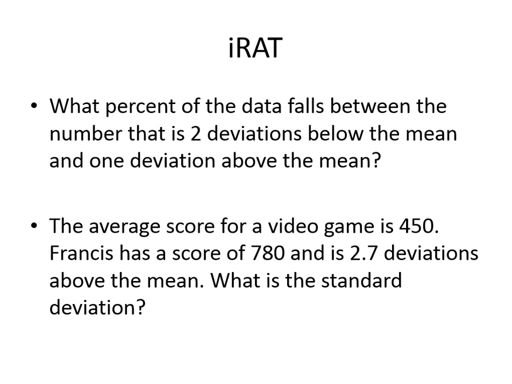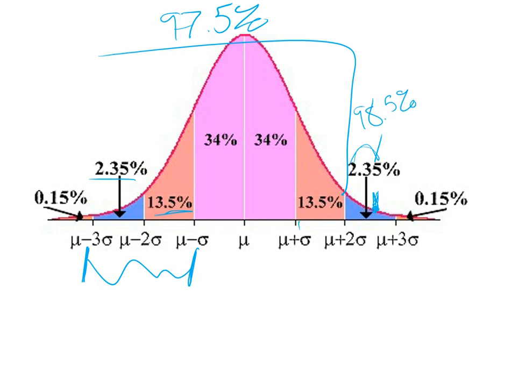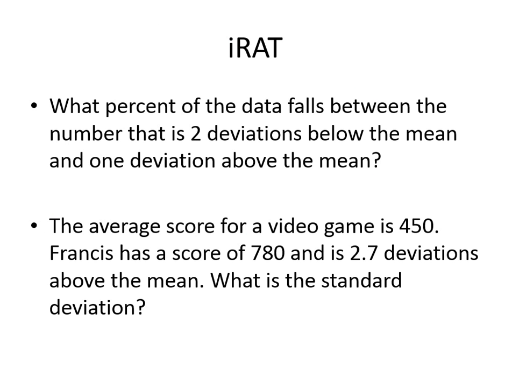So what percent of the data falls between the number that is 2 deviations below the mean and 1 deviation above the mean? You're going to go back to this. This is for your IRAT. You're going to go back to this and go, okay, 2 deviations below, where is that located? And then 1 deviation above, and then add up the percentages. Okay. So that's for the first one.